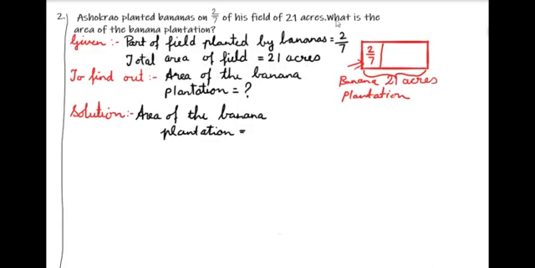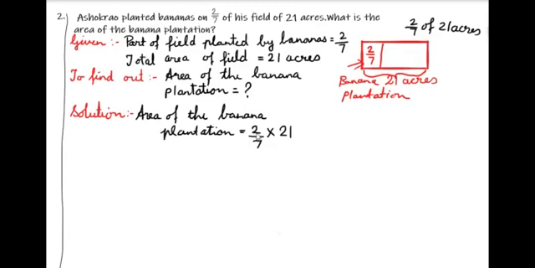Now, to find out the area of the banana plantation. Solution: area of the banana plantation is equal to 2 upon 7 of 21 acres. Yes or no? See here, I just write it in rough. 2 upon 7 of 21 acres. Now how to write it while solving the sum? 2 upon 7 part is planted by bananas, out of how much? 21 acres. So 'of' means multiplication.